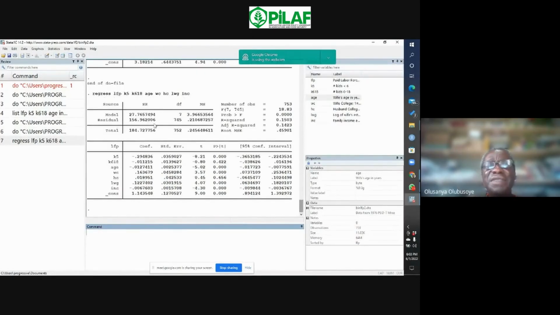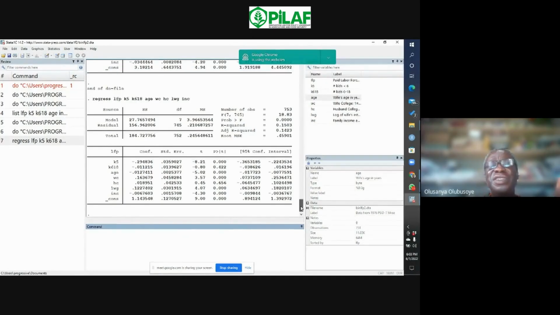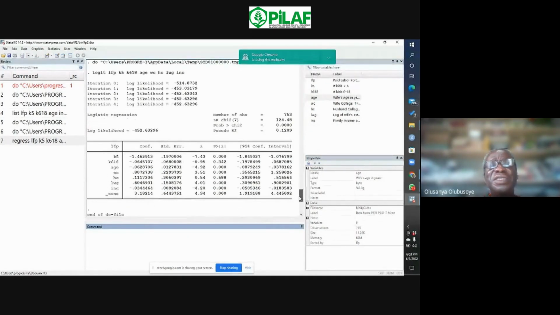The result that it is giving you is the result of regression, not the result of logit regression or logistic regression. Is that clear? Yes, sir.